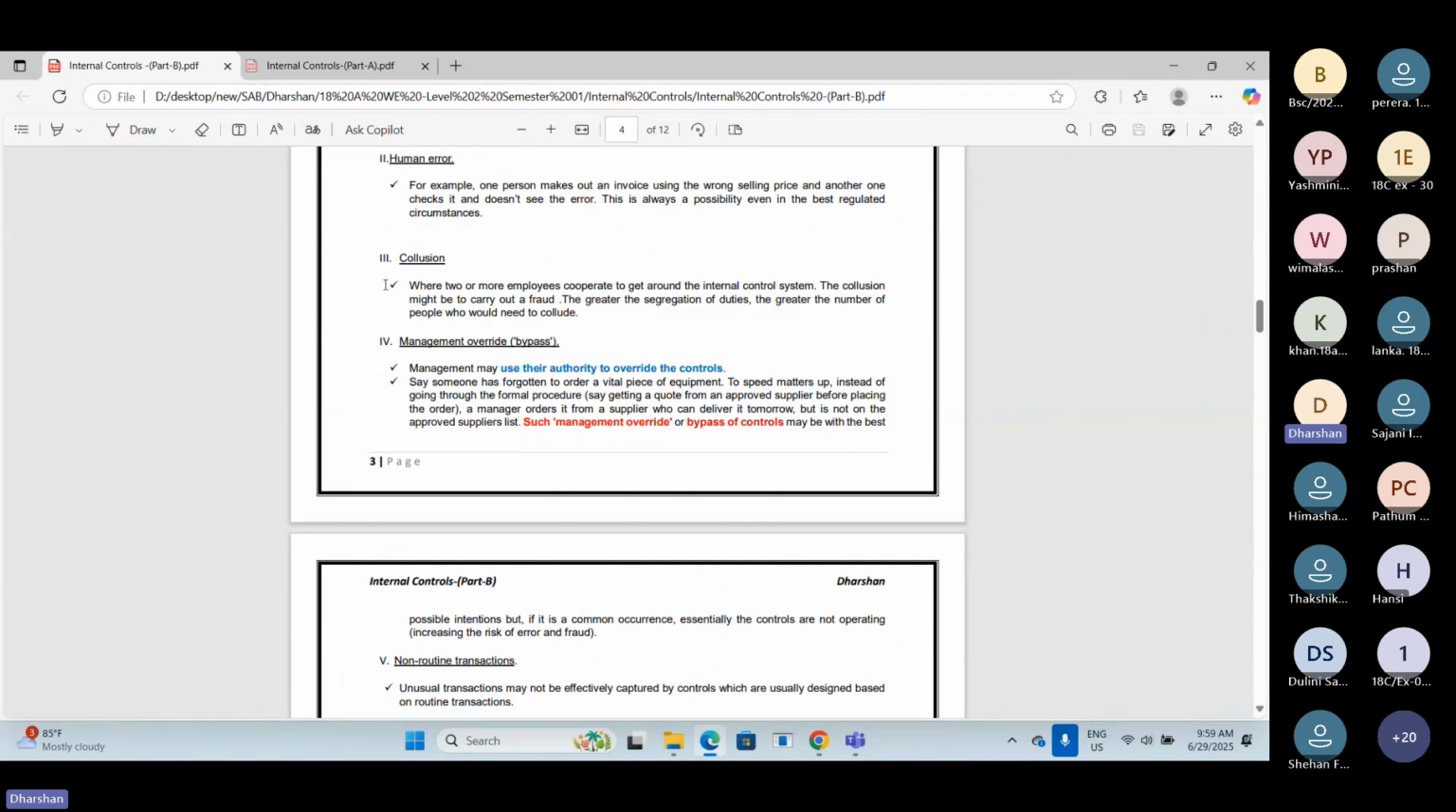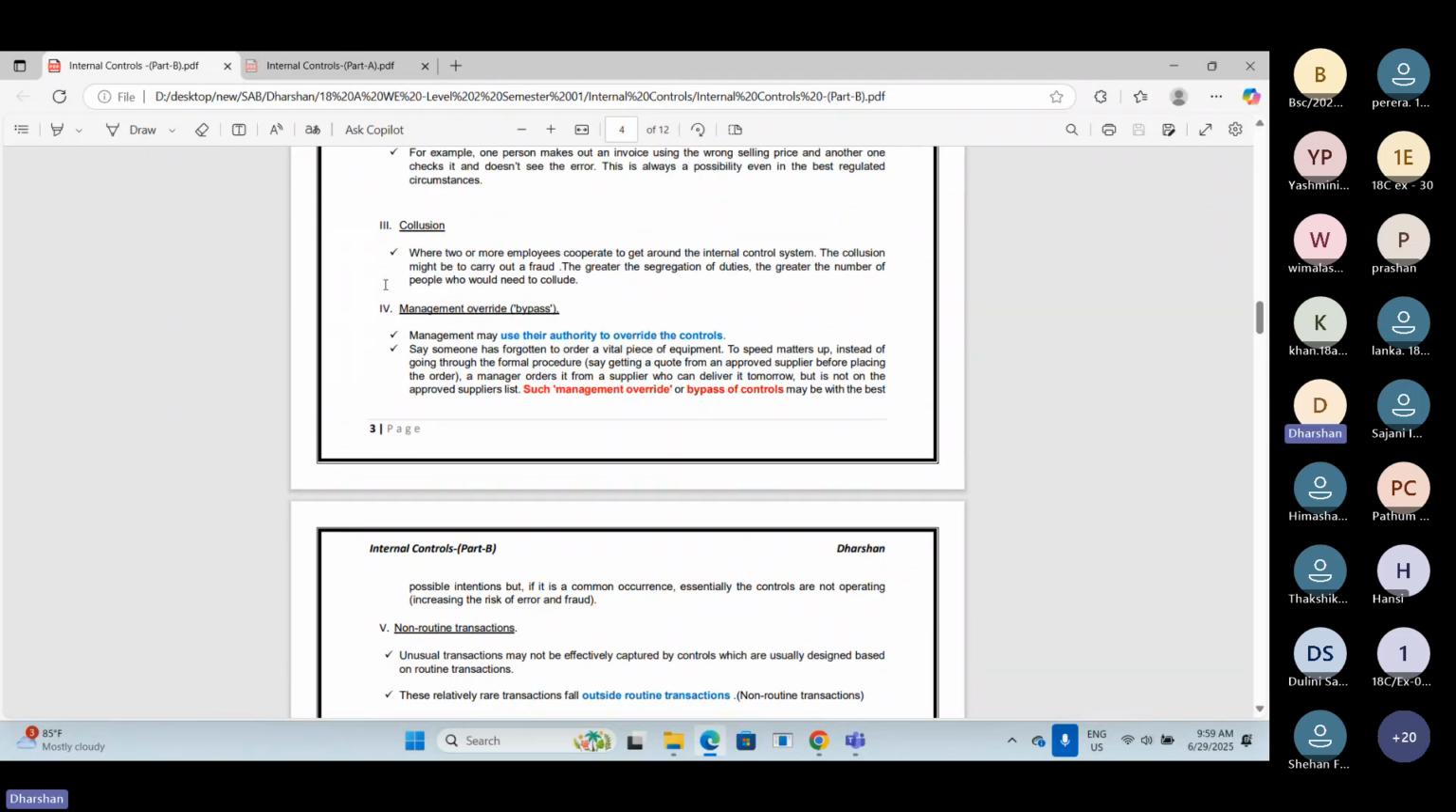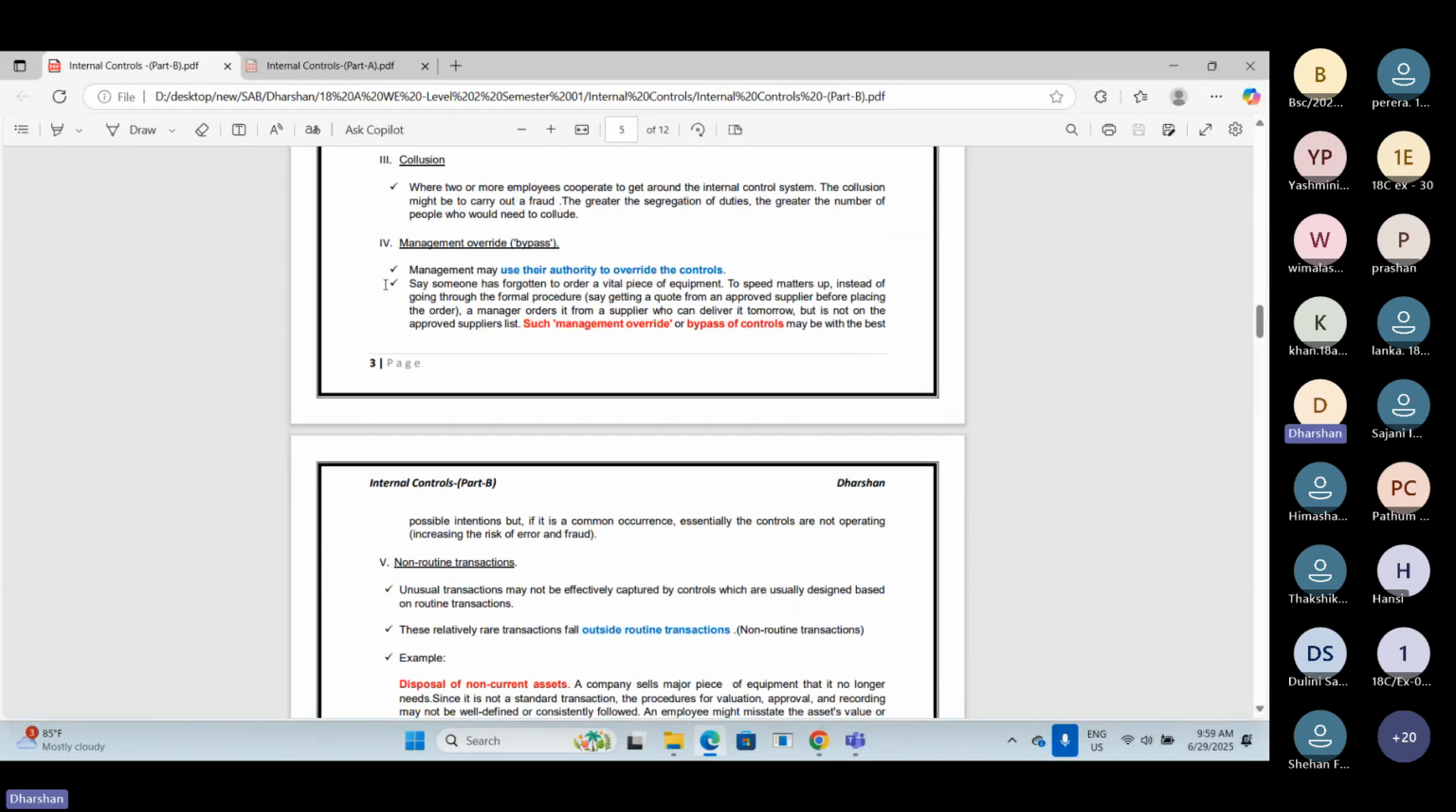The greater the segregation of duties, the greater the number of people who would need to collude. So collusion can also happen. Because of that, we can't give 100% assurance. Management override or bypass.